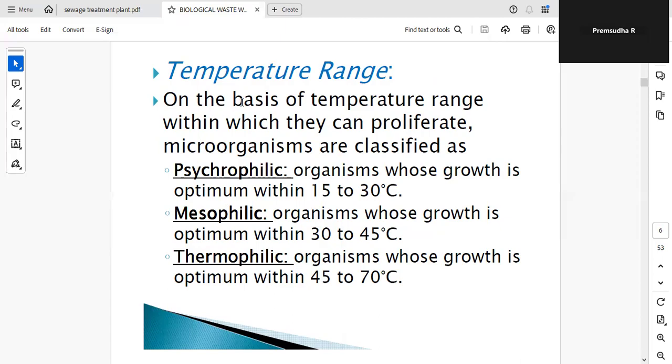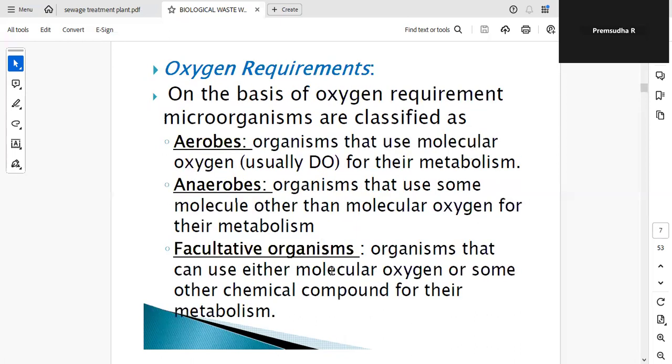Based on the temperature range in which bacteria survive, they are classified into three types: psychrophilic, mesophilic, and thermophilic. For the psychrophilic organism, growth is optimum within 15 to 30 degrees centigrade. The mesophilic optimum temperature is 30 to 45 degrees centigrade, and thermophilic is 45 to 70 degrees centigrade. The organism will grow within that temperature.